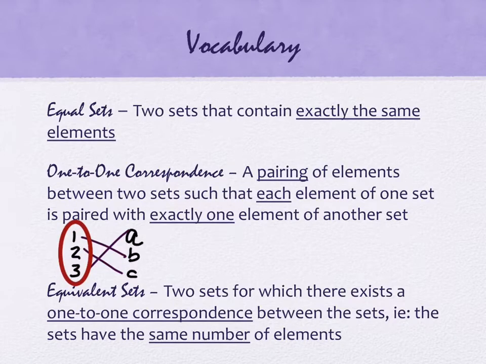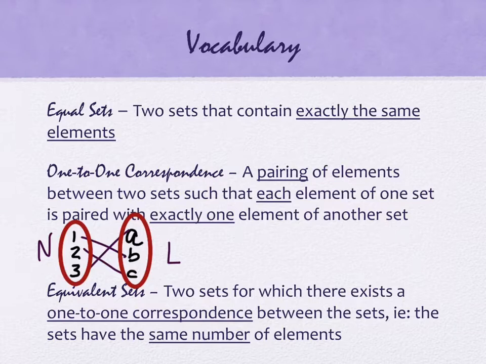So if I call the set on the left with the numbers a set, we'll call it set N for numbers, okay? This is set N. And we call the set on the right L for letters. These two sets are not equal because they have different elements, but they are equivalent because there's a one-to-one correspondence between them. They're not equal, but they are equivalent.